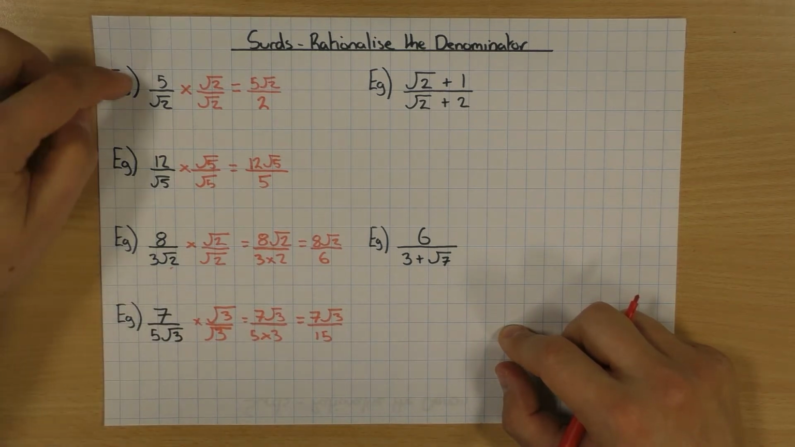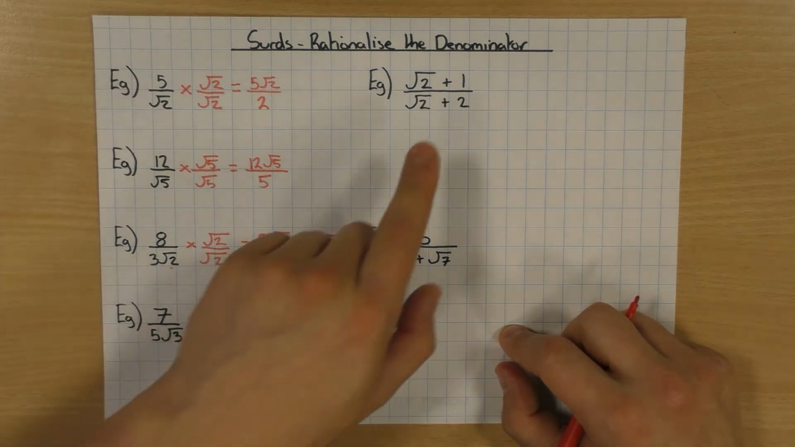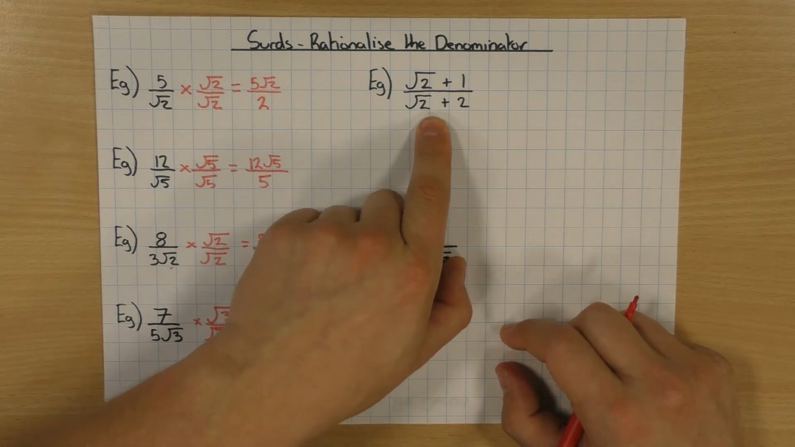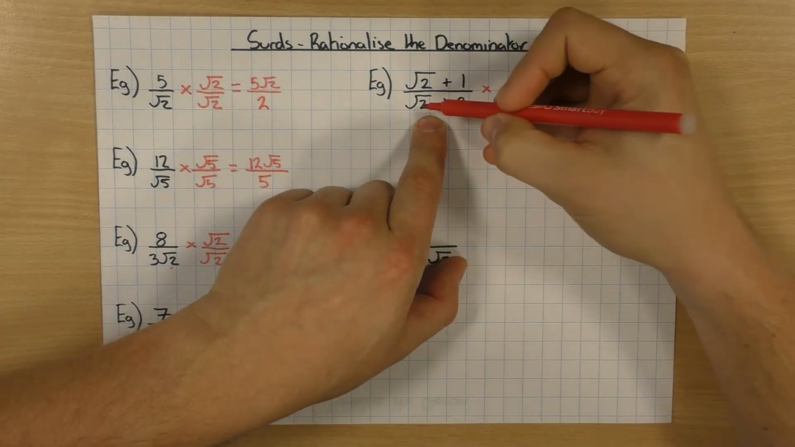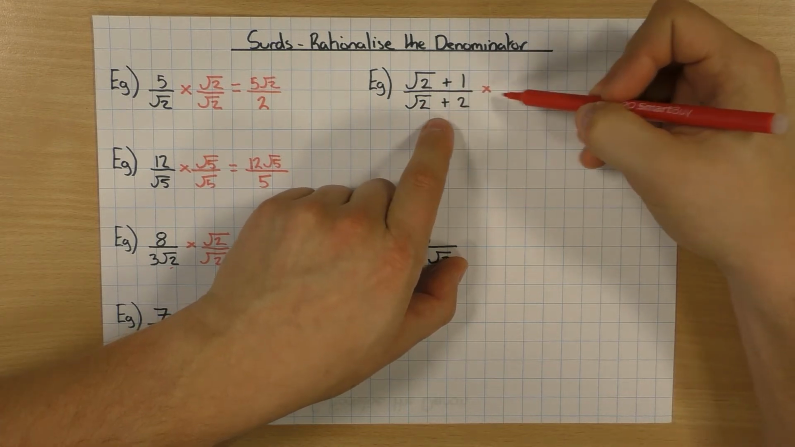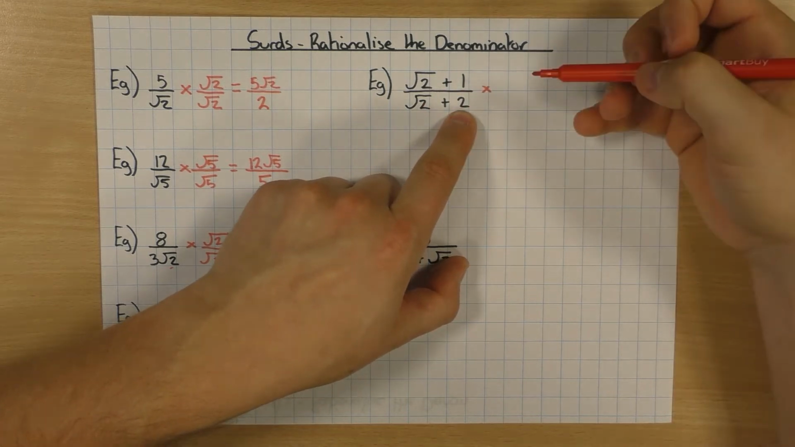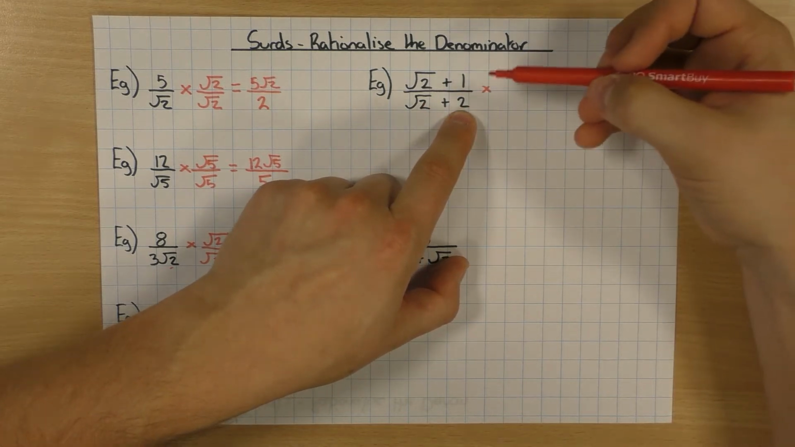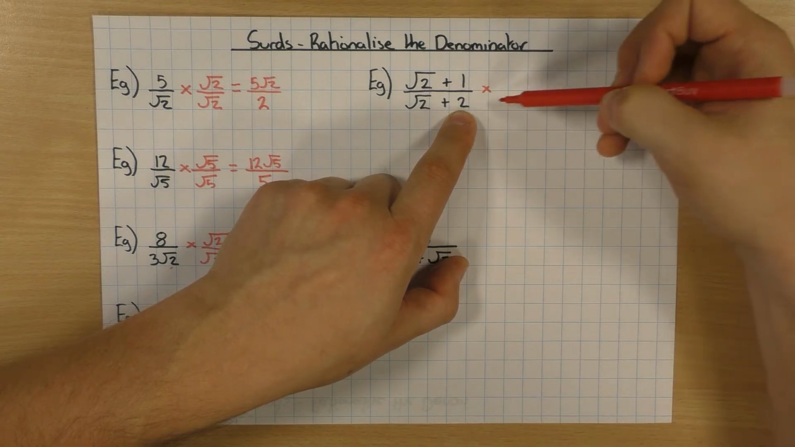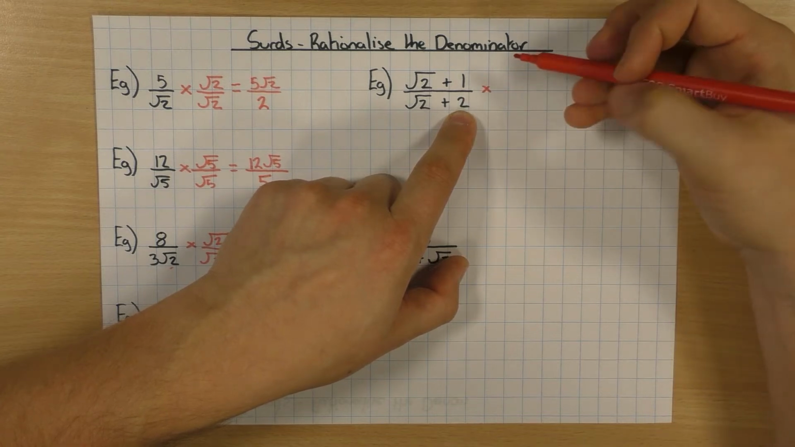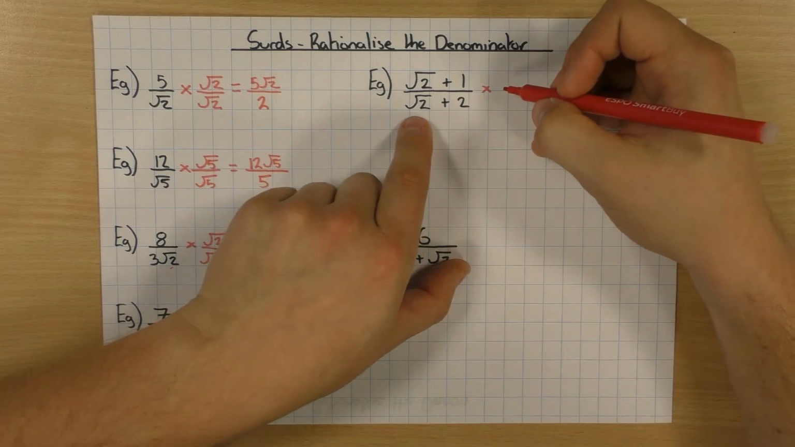Okay, so they're the easy ones. This is when it gets a little bit trickier. If you just times top and bottom by root 2, what will happen is that you'll have root 2 times 2 and you'll still have a square root. If you want to try it, by all means do so, but it won't actually get rid of the surd on the denominator. So what we need to do is something a little bit different.